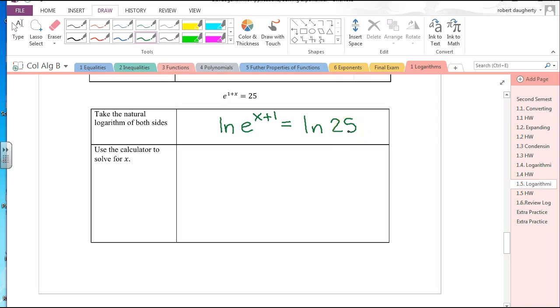What is another way of writing ln? Natural log is log base what? e. Log base e of e to the x plus 1 equal log base e of 25. Please tell me you know what the log base e of e to the x plus 1 is. It's x plus 1. Yes, Maddie?